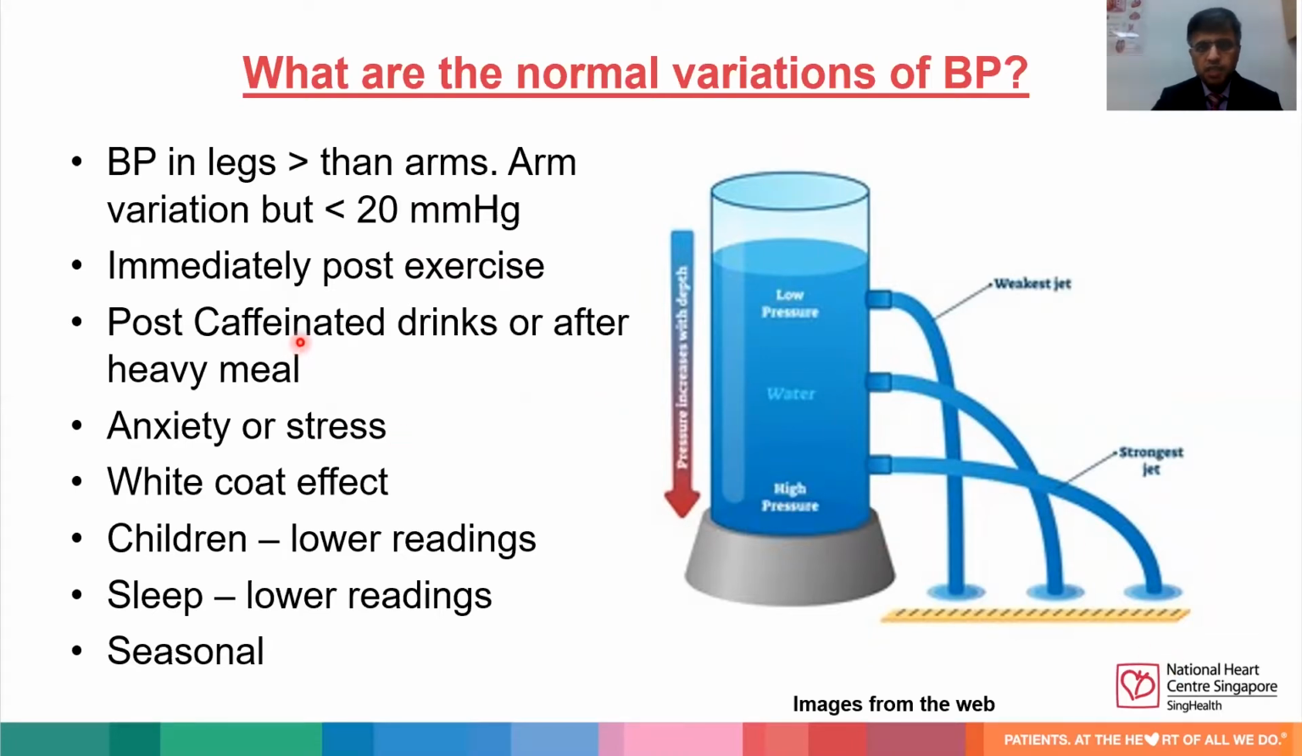Certain other factors which can increase the blood pressure are immediately after an exercise or after a heavy meal or caffeinated drinks. Anxiety and stress can increase it, or the white coat effect, which is in the physician's office. In general, there are lower readings seen in sleep as well as in children. Seasonal variation of blood pressure is noted, wherein slightly higher readings are noted in the winters than in the summer.